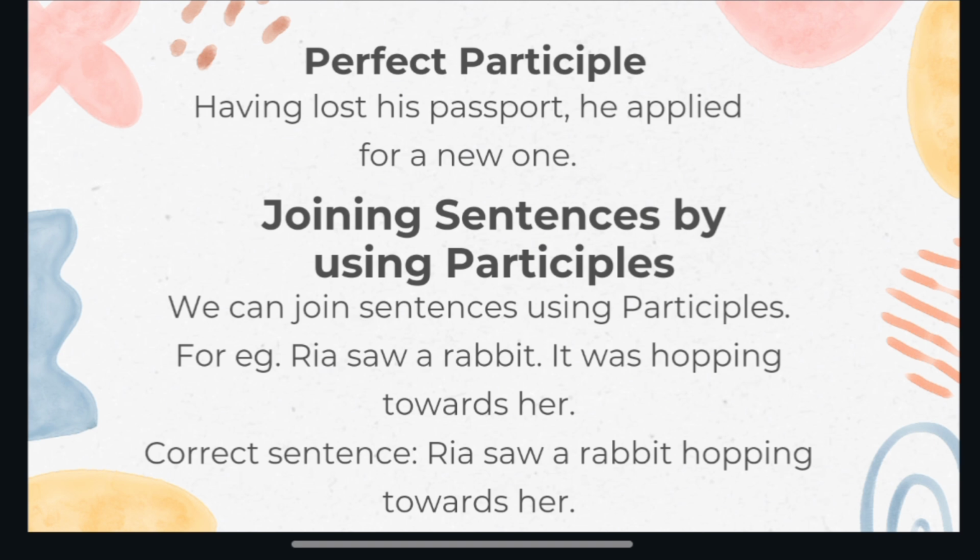Next is joining sentences by using participles. We can join sentences using participles. How? Let's take an example. The man saw a car. The car was moving at a great speed. Now we have to join the sentence using the participles. We can say, the man saw a car moving at great speed.